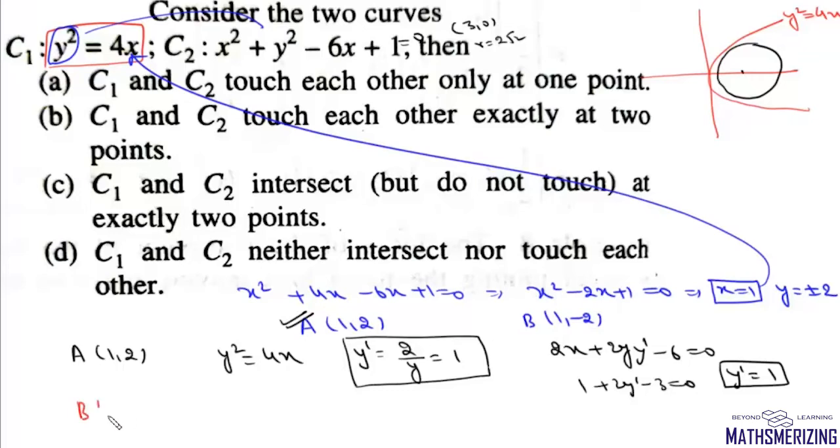Now in the same way, at point B, we can show that y dash is minus 1 for the parabola, and in the same way it'll be minus 1 for this circle. So that means these two curves will touch each other at exactly 2 points, and that's your option number B.